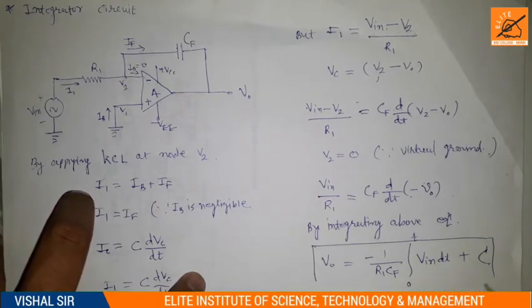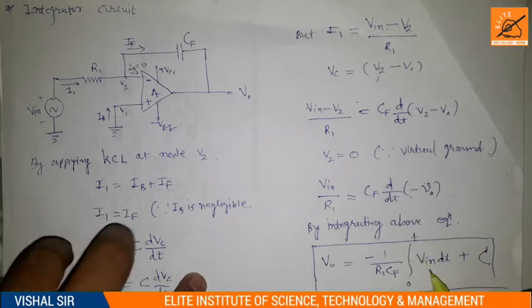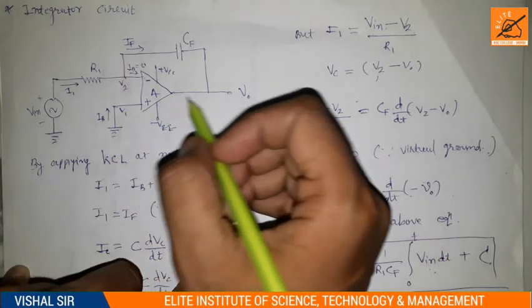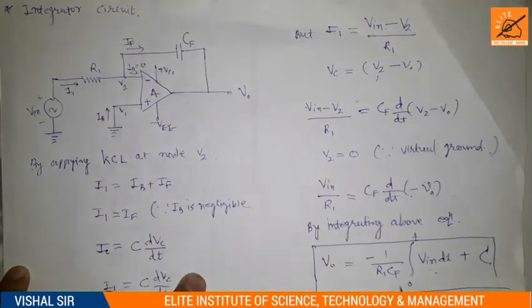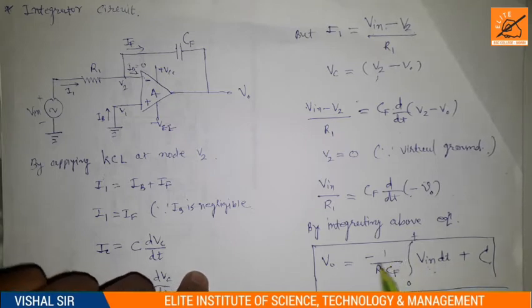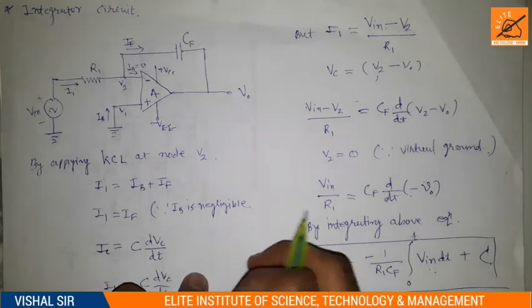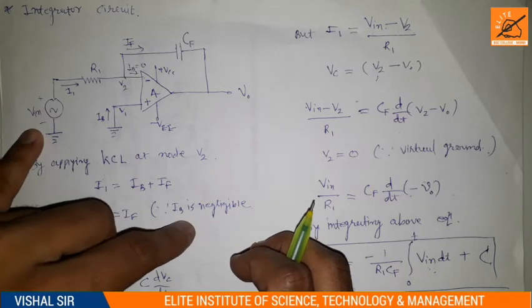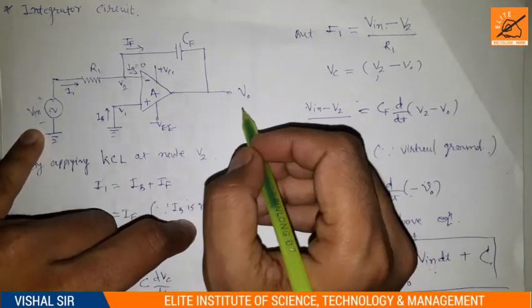We can see that in the output voltage there is an integration of the input voltage VI. It means this circuit works as an integrator circuit because in the output there is an integration of the input. So this way we can explain the integrator circuit. Now, if we apply a square wave in the input, what will be the output?